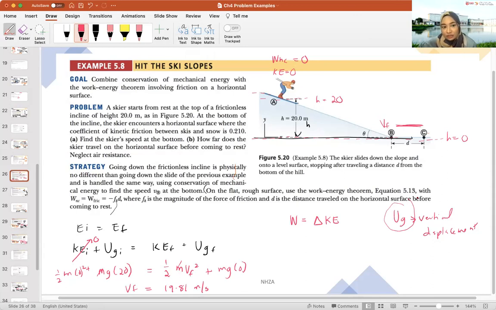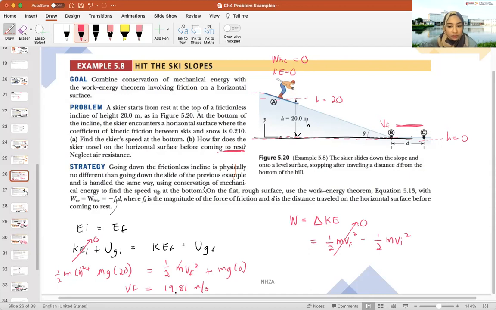Okay, so there's no vertical displacement here. It doesn't go up or down. So we would say there's no UG involved. Okay, so continue. W equals delta KE. So here I would say 1/2 m v final squared minus 1/2 m v initial squared. And we know that this guy would come to a rest, so this would be equal to 0 because v is equal to 0.